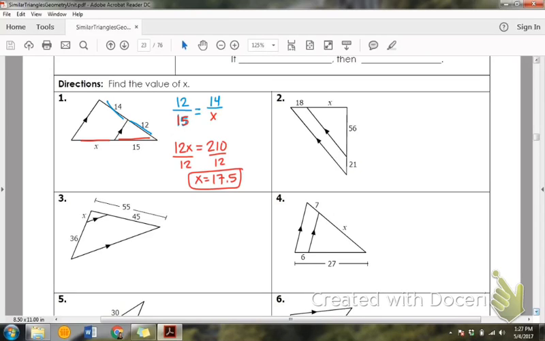Let's look at number 3. Not number 2, but number 3. Go straight down. Number 3. X matches up with this side, but I don't know how much this side is, do I? Do we know how much this blue side is over here? It's 10, right? The whole thing is 55. We subtracted 45, which means that this piece here is 10. Okay? So we have x goes with 10.